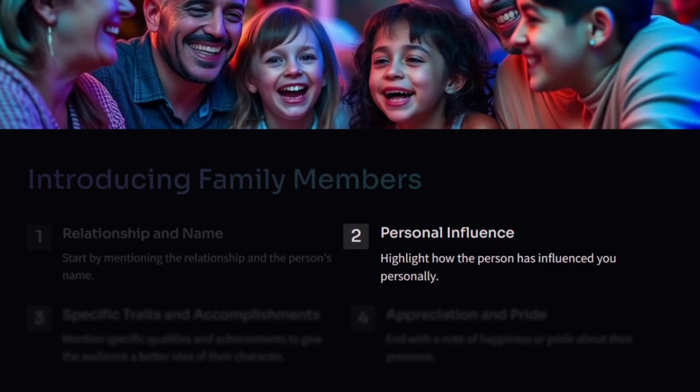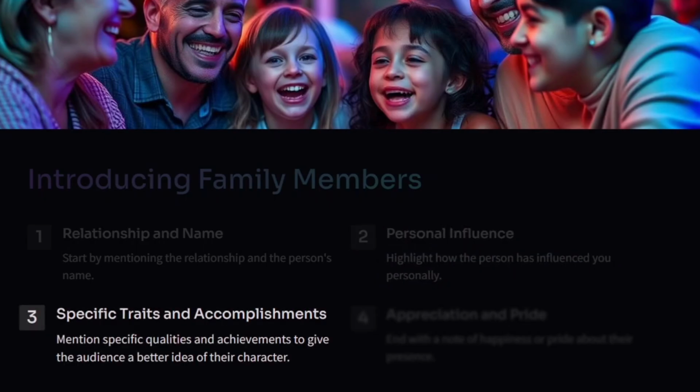And the next thing, you need to tell how much you are influenced by your father. If he weren't there, then what would happen? What are the things you have learned from your father? That thing you need to mention. And then a few specific traits, a few specific qualities that you need to mention. And then whatever the accomplishments or achievements of your father. Here, mainly the qualities and achievements of your father, or whichever family member you are introducing, you need to mention.